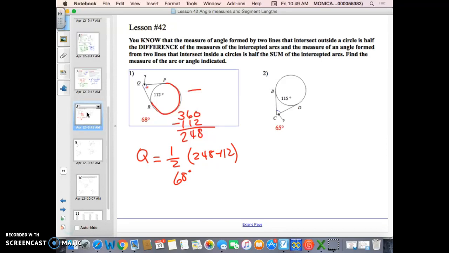And then over here is the same situation. The first thing I have to do is find this big loop here, 360 minus 115. And then work backwards from there, and the answer is going to be the measure of C is going to equal 1/2 of 245 minus 115. Okay?